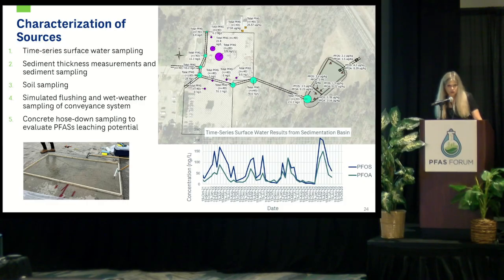Wet weather samples were also collected at each storm drain after a rainfall event and looked similar to simulated flush samples. In addition, concrete hose down sampling was performed to evaluate whether PFAS was leaching directly from the concrete itself. 7 locations at the training pads were selected based on interview information of where AFFF was applied the greatest. The highest total PFAS concentration from the hose down runoff equaled about 329 nanograms per liter, which was west of the primary training tower and aligned with our interviews.